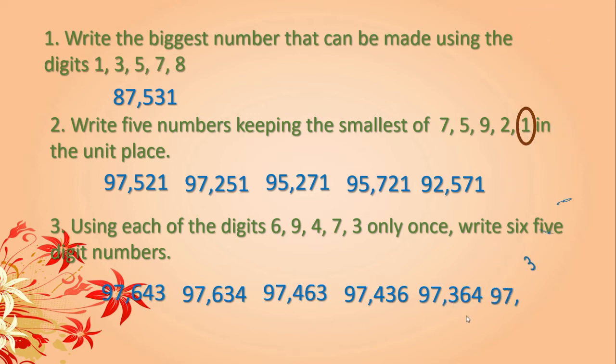97,346, isn't it? We got 6 numbers. Each number is of 5 digits. Very simple. Not to make confusion while writing these numbers. If you go by this method, that is from bigger to smaller, if we write first, then we can change the places of 2 or 3 digits side by side. Okay?